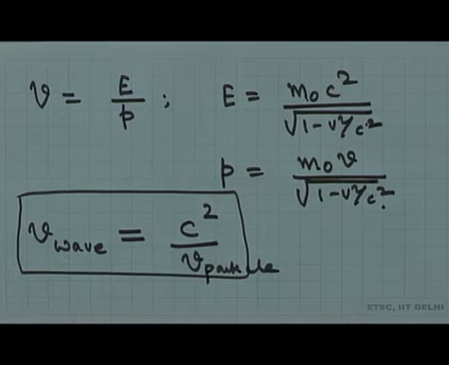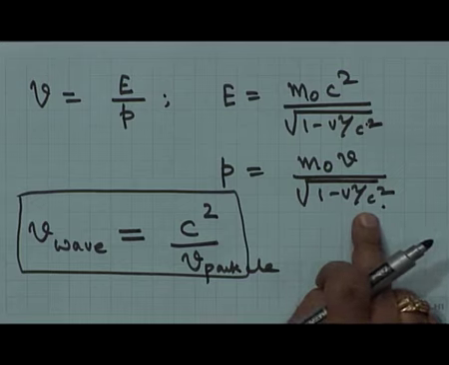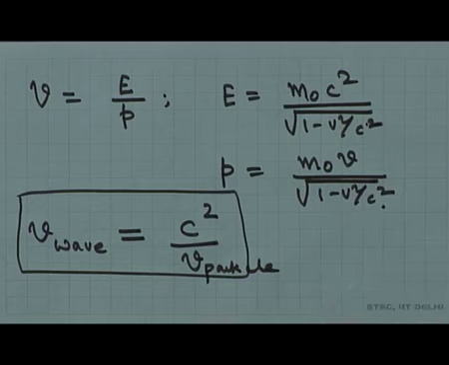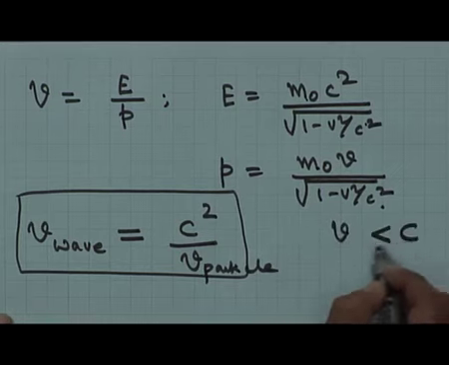If you look at the expression for this momentum, it goes to infinity when v goes to c, which means no material particle, no particle which has a rest mass, can move with a speed equal to c, let alone with a speed greater than c. That is why we say speed of light is the maximum speed. Nobody can ever achieve that. No material particle can achieve that. So that means my v is always less than c.